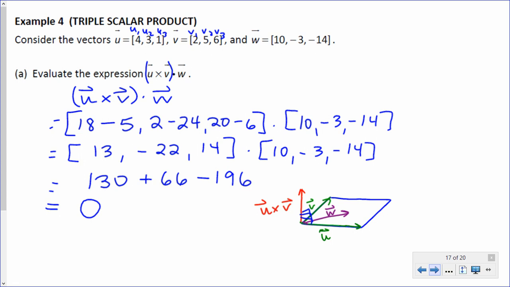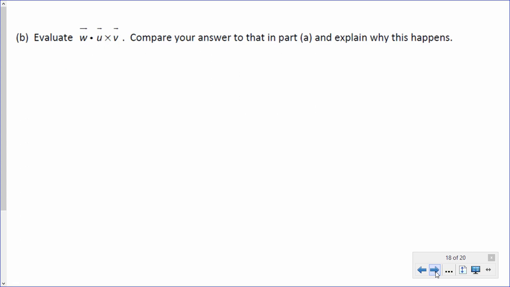For the purposes of this, all we need to know is how to calculate this. What's the application of when you would do this? Oh, I'm sorry, that was a little too much buildup. So this is: evaluate the dot product the other way. Compare your answer, explain why this happens. Do you see that you're going to get the same answer because all this is a dot product, and it's commutative, right?